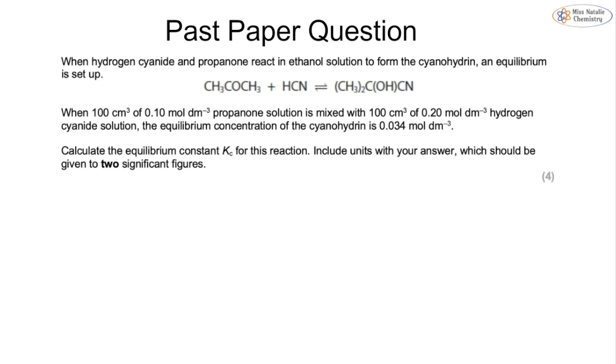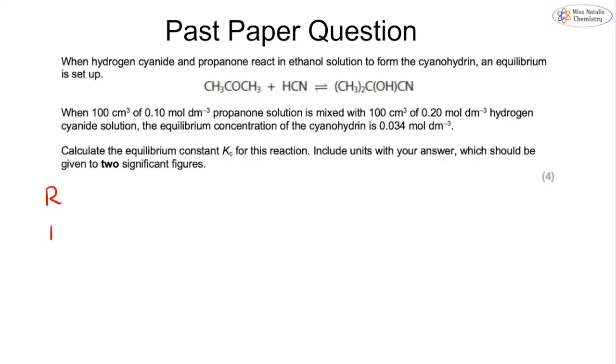So we're told that we have 100 centimetres cubed of 0.1 moles per dm cubed propanone, and we mix that with 100 centimetres cubed of 0.2 moles per dm cubed of the hydrogen cyanide. And the equilibrium concentration of our product is 0.034. And for 4 marks, we're calculating Kc, and we give our answers to 2 significant figures. And of course, including our units.